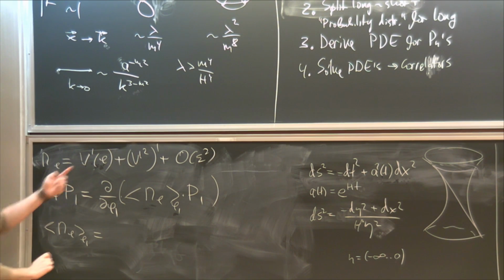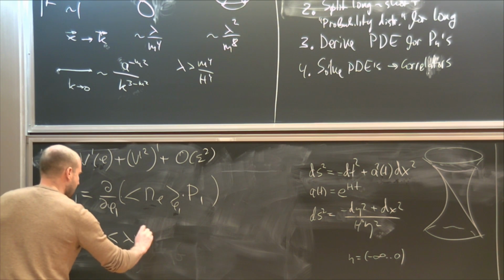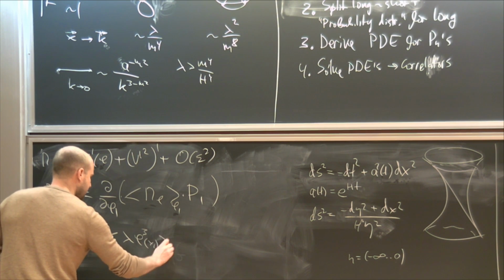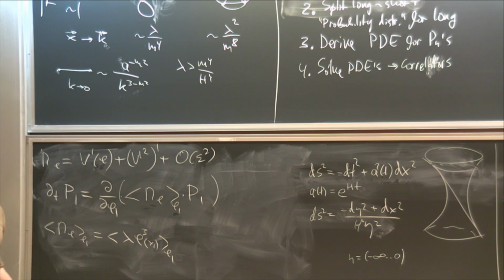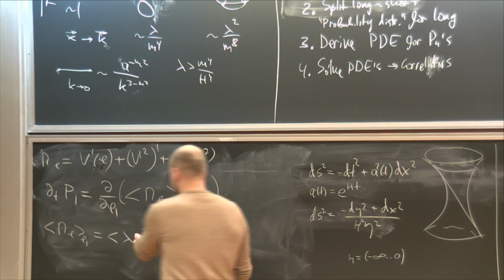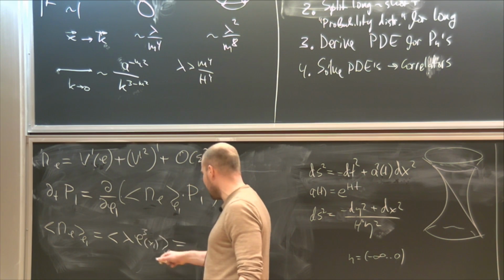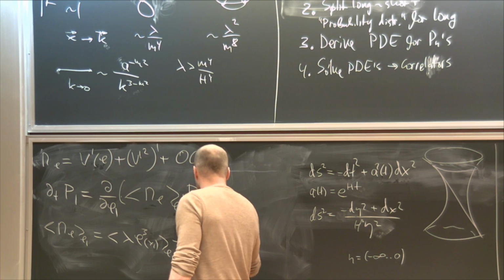So to leading order, this is just the expectation value of lambda phi cubed of x1, given that phi 1 is fixed. Phi splits into long and short modes. The leading piece is when I just keep the long ones, but the long ones I fixed. So this is just lambda phi 1 cubed.